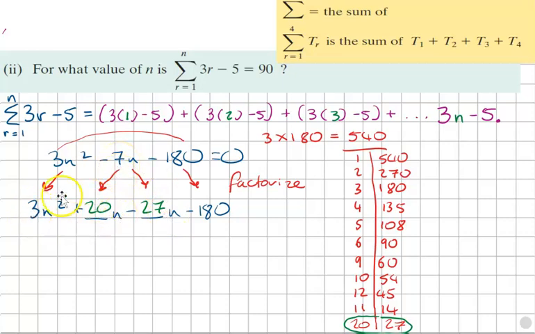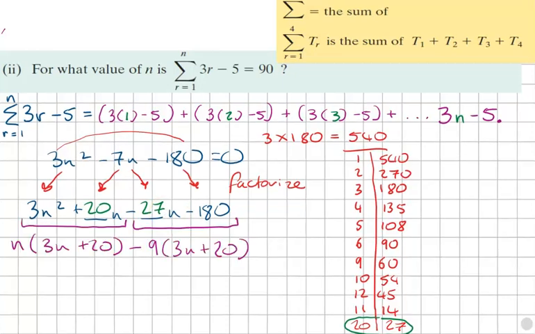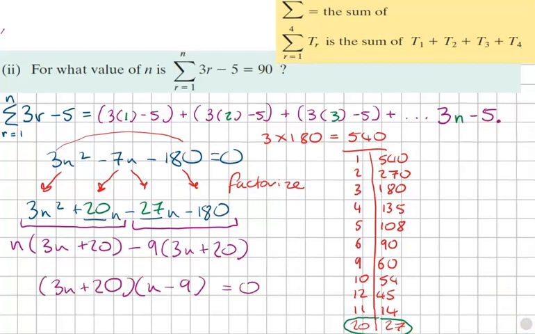So then we're going to factorize the first two terms and factorize the second two terms. Factorizing the first two terms, we get n times 3n plus 20. Factorizing the second two terms, we get minus 9 times 3n plus 20. Notice that you've got the same thing inside of your brackets. So you've got the first part of your answer. So 3n plus 20 is the first factor, and then n minus 9 inside brackets is the second factor, and that's equal to 0.